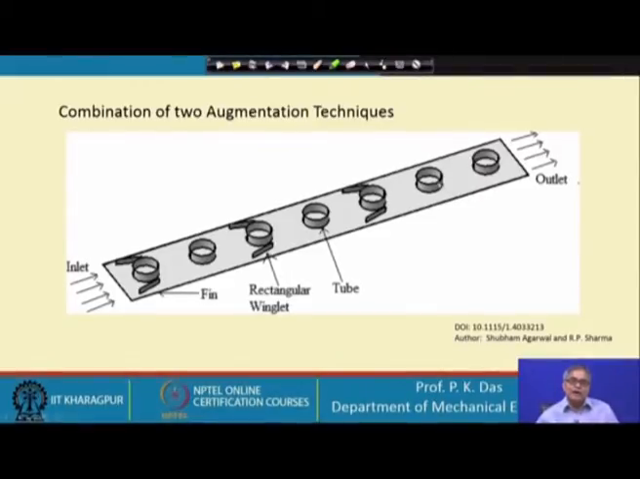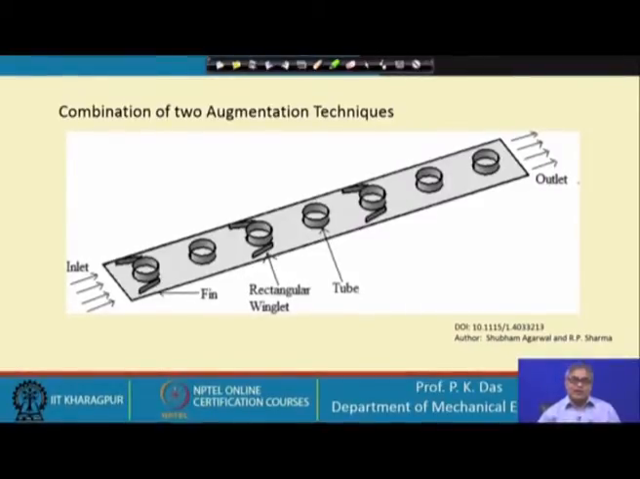Now you can understand the arrangement. These are showing the tube cross section through which some liquid is passing. Surrounding the tube we have a thin plate, which will act as an extended surface or fin. This will give augmentation of heat transfer, and this is a passive augmentation of heat transfer.